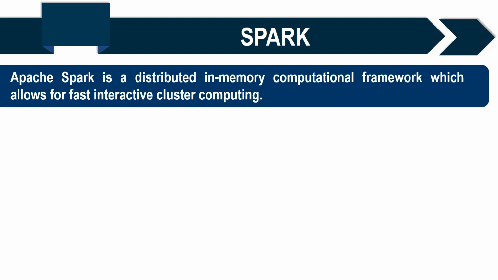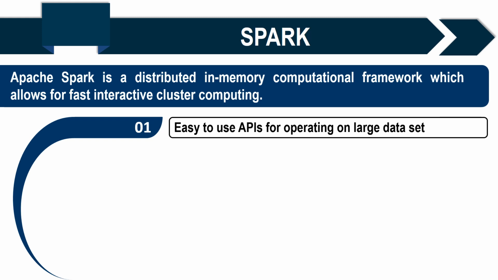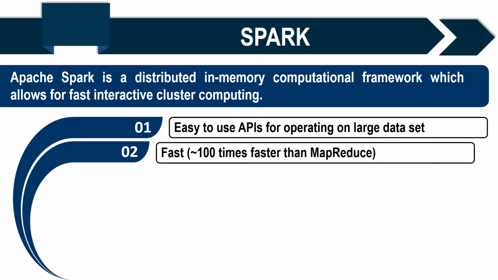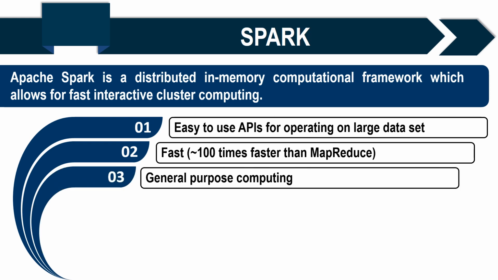So Apache Spark is a distributed in-memory computational framework which allows for fast interactive cluster computing. One of the beauties of Spark is its easy to use APIs for operating on large sets of data. It is much faster than Hadoop, almost 100 times faster, and this is attributed to the in-memory processing of data. It is also general purpose computing, so you can perform many capabilities in Spark.